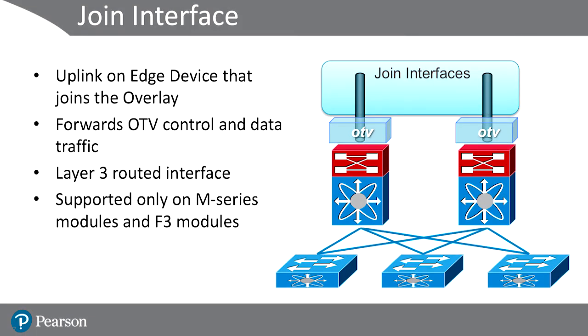OTV join interfaces. The interface on the OTV edge device that connects to the layer 3 routed network and is used to source the OTV encapsulated traffic is called the OTV join interface. It can be a loopback, a layer 3 point-to-point interface, or a layer 3 port channel interface. Remember that multiple overlays can use the same join interface. OTV forwards both the control and the data traffic using the join interfaces. The OTV join interfaces are supported on M series modules or F3 series modules. If you are planning to use OTV join interfaces on a different series module, it is not supported. You will require at minimum M series and F3 series modules.